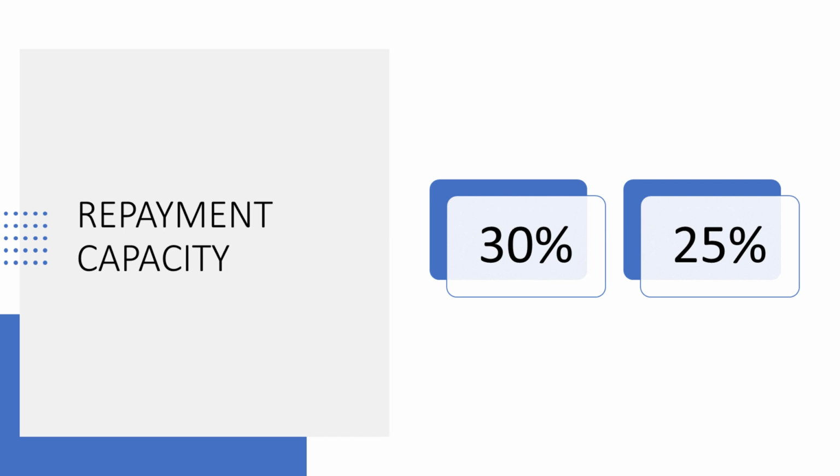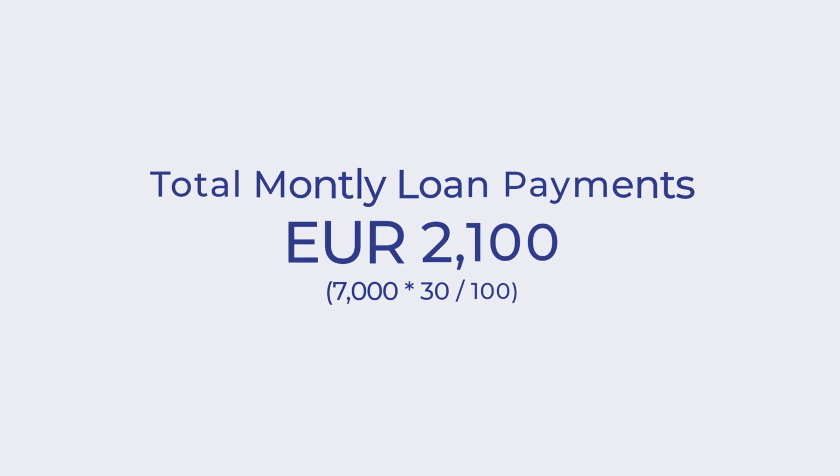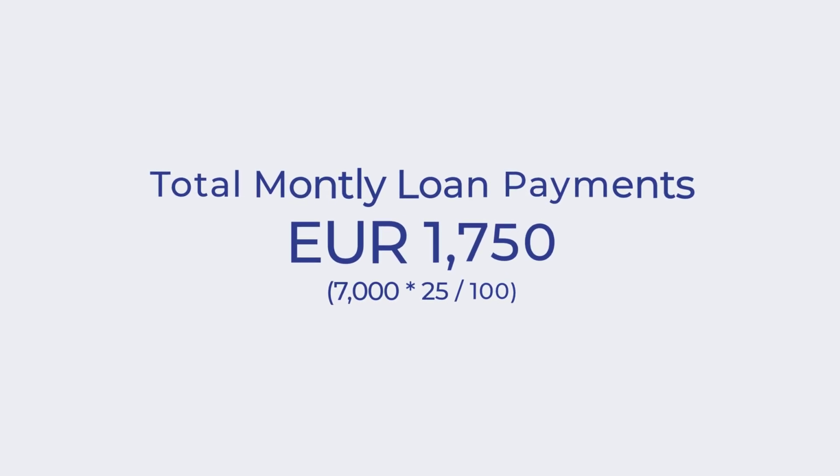Now, depending on the loan you are requesting and depending on the bank, there are other rules that might be considered. These rules are 30% and 25%. These are normally calculated based on your net income. Your net income, the payments of your loans should not exceed 2,100 euros. So 30% of 7,000 is 2,100. There is also a more conservative rule, which is 25%. So it means that your loan payments should not exceed 25% of your net income. So in this case, the total payments of your loans should not exceed 1,750, which is 25% of 7,000.